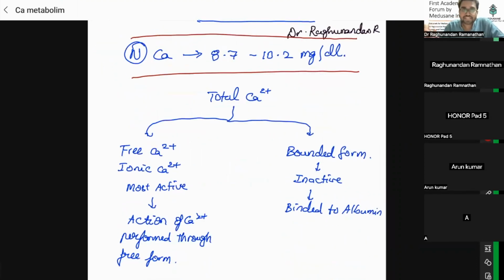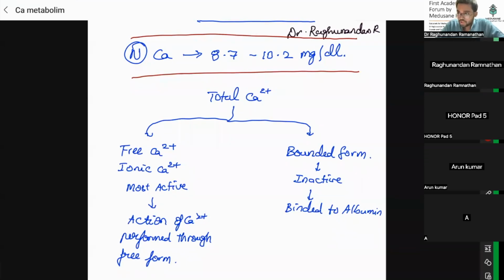Okay, next is total calcium level. The distribution of calcium is going to be in the form of free calcium, or in the form of bounded calcium. Free we can call ionic calcium, because it is going to be in the form of 2+. The bounded form is going to be inactive. Always, be it thyroid or anything, whichever is free is the one that is active. Bounded form is not going to be active. So the free form is the active one, the one which is going to have an effective action. Your calcium is going to perform its action through its free form and not through its bounded form.